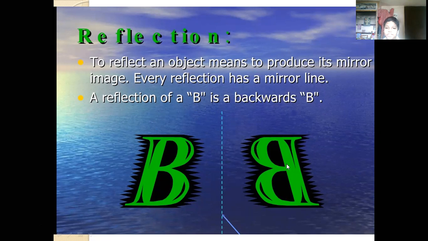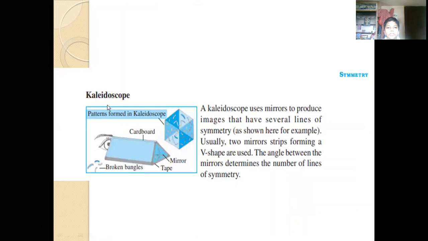And the reflection B is backward as E. So in the reflection, kaleidoscope. Kaleidoscope. This is a toy.